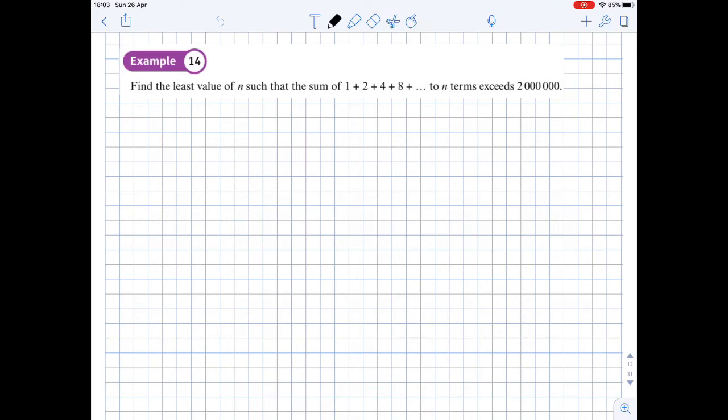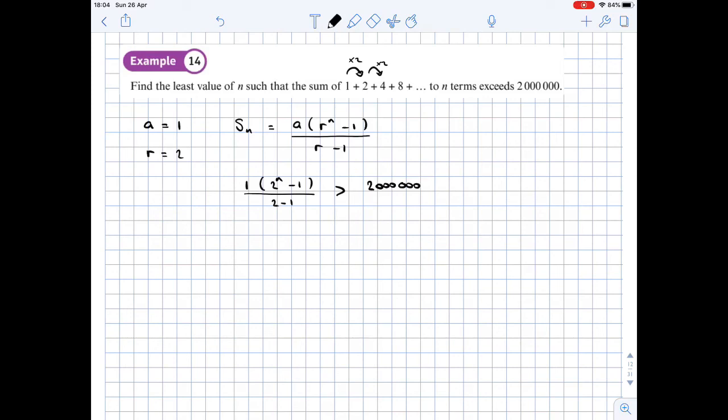Example 14. Here we want to find the least value of n such that the sum of the geometric sequence exceeds 2 million. It is a geometric sequence because it has a common ratio of 2, as we can see. So writing that down, a is 1, r is 2, and we want to know when does the sum exceed 2 million? So remember, Sn is equal to a times r to the n minus 1 over r minus 1. So, filling these terms in, 1 is a, 2 to the n minus 1 over 2 minus 1, and we want to know when is that bigger than 2 million.